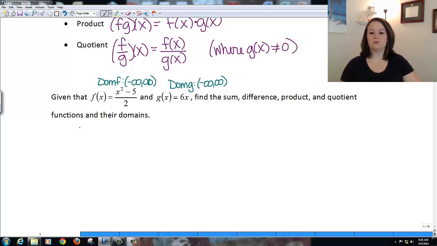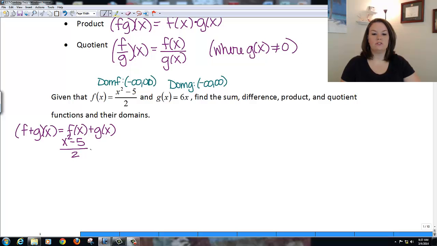Okay. So the first one they want us to find is f plus g of x. So when I do f plus g of x, remember this just means I'm taking my f of x function and adding my g of x function. My f of x function is x squared minus 5 all over 2 plus my g of x function, which is just 6x. Okay, so that's all I had to do.